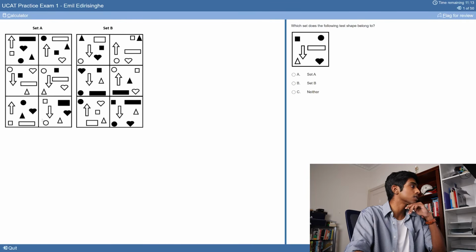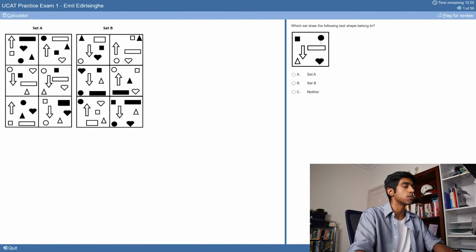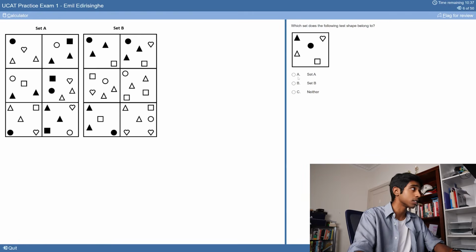Yeah, so I see in these ones, when the arrow's pointing up, there's more shaded shapes than... Actually, yeah, there's more shaded shapes outside of the arrow. And then when the arrow's pointing down, there's less shaded shapes outside of the arrow. And then with this, when the arrow's pointing down, there's more black shapes. Up, less black shapes. So this is down, more black shapes, probably set B. Down, less black shapes, set A. Down, less black shapes, set A. Up, less black shapes, set B. Up more, set A. Yeah.